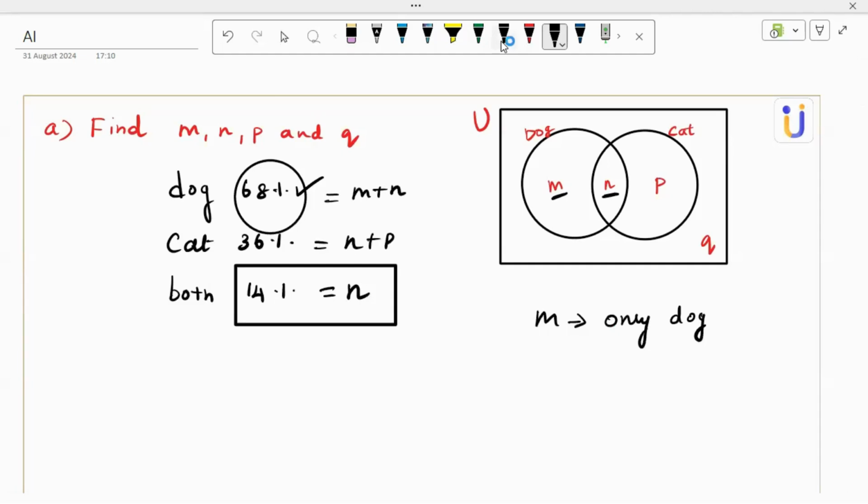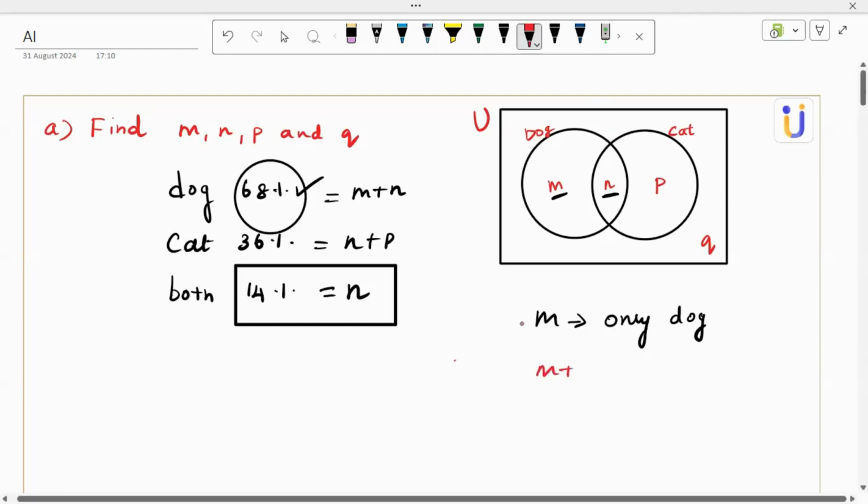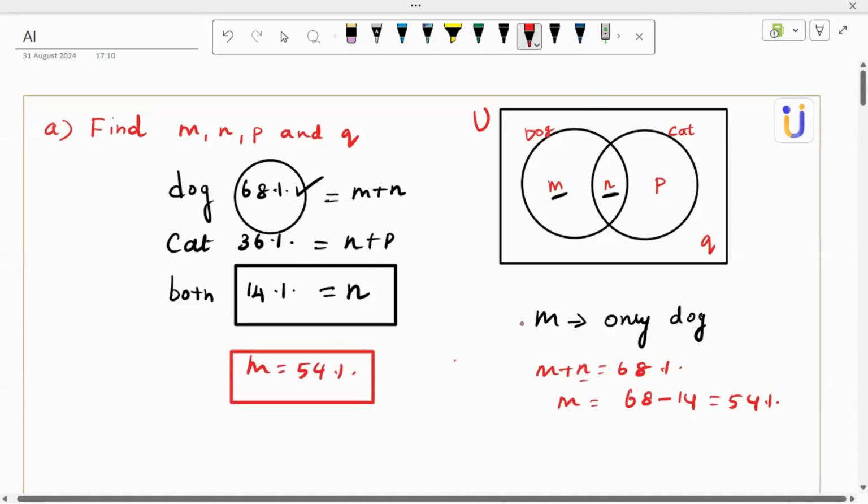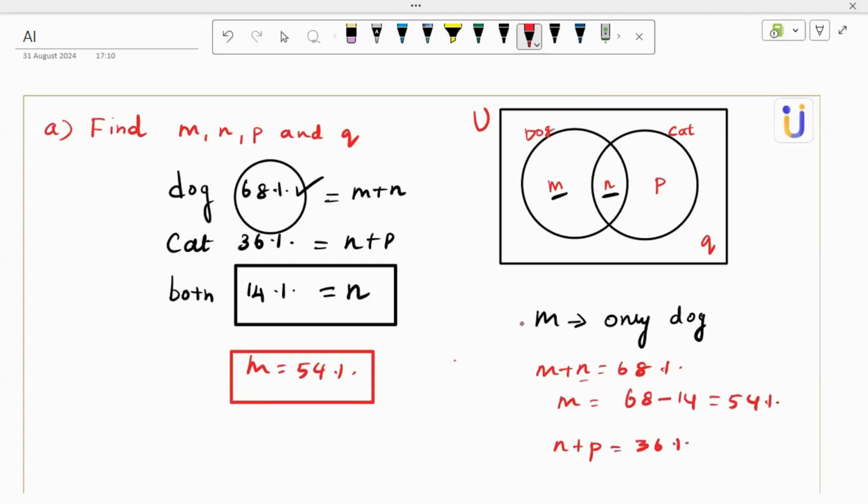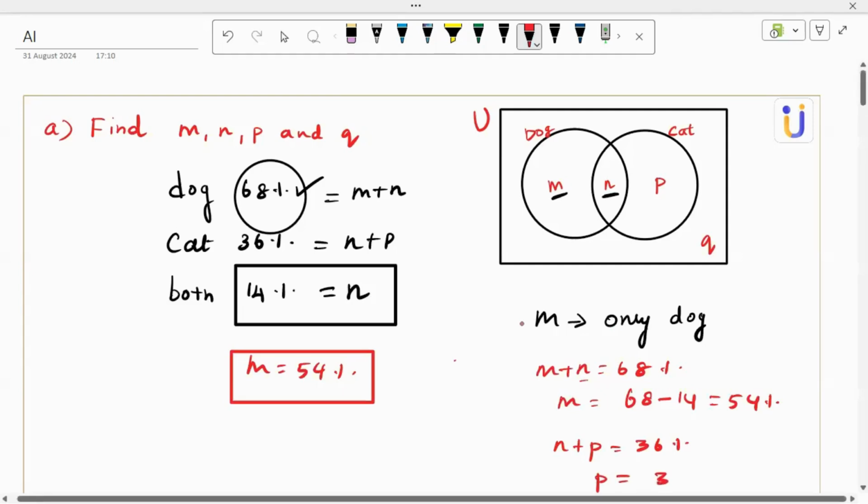Now I know what N is, so it's quite easy to find the rest of the values, like only cat. M plus N is 68%, and what is my M? N is 14, so 68 minus 14, which is 54%. We got M. Then N plus P is equal to 36%, and we want P. P is 36 minus 14%, which is 22%. This is my P.